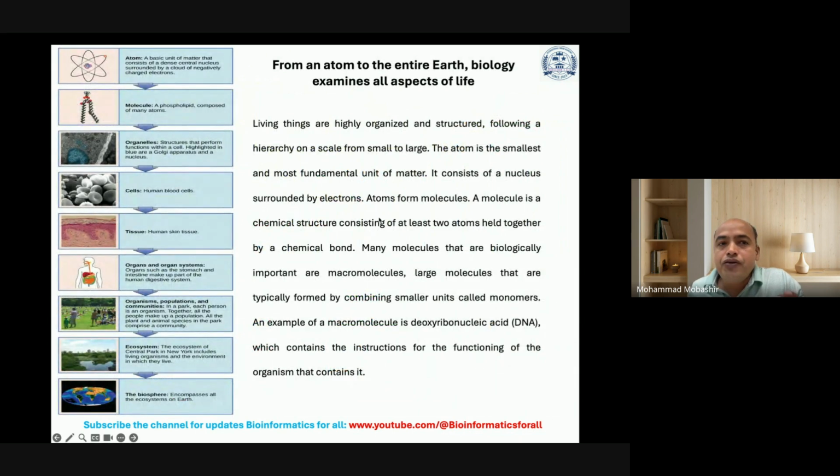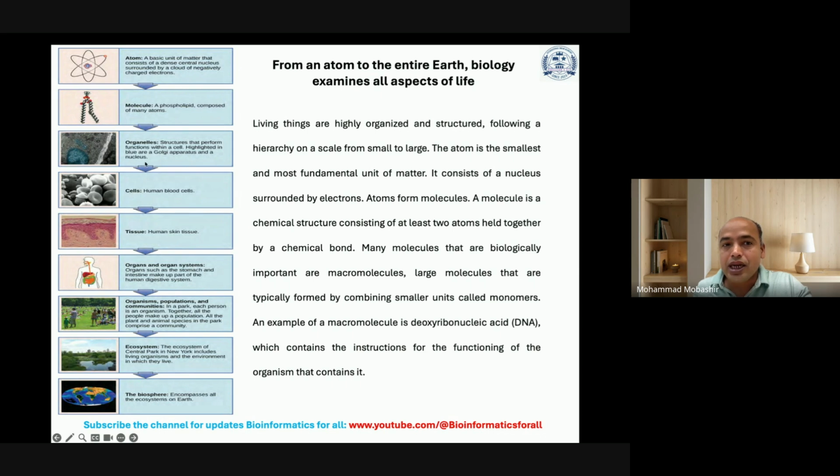Now, if you want to see the atom here, a basic unit of matter that consists of a dense central nucleus surrounded by a cloud of negatively charged electrons. Molecule, for example, as I said, a phospholipid composed of many atoms. For example, glucose is one of the molecules which is present in our life. Organelles, structures that perform functions within a cell. Highlighted in blue are the Golgi apparatus, one of the organelles, and a nucleus.